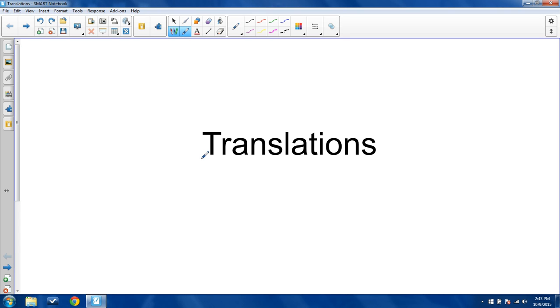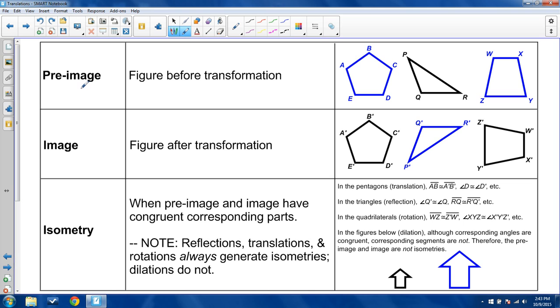Hello and welcome. You are looking at translations. Now, translations are one of the 4 different transformations that I will be covering, and in all of them I will be looking at these 3 vocabulary words because they will be used in all of them. The pre-image and the image are the figures before and after a transformation is applied.